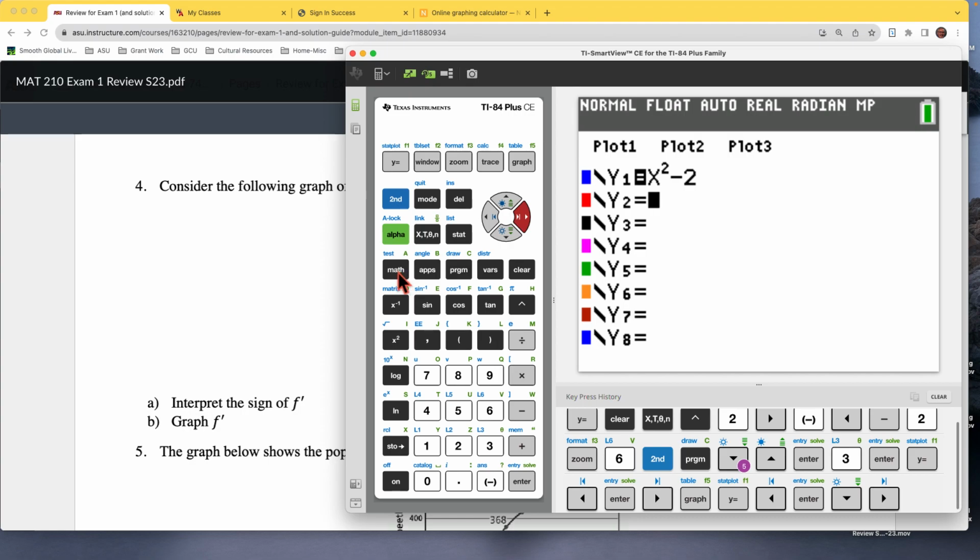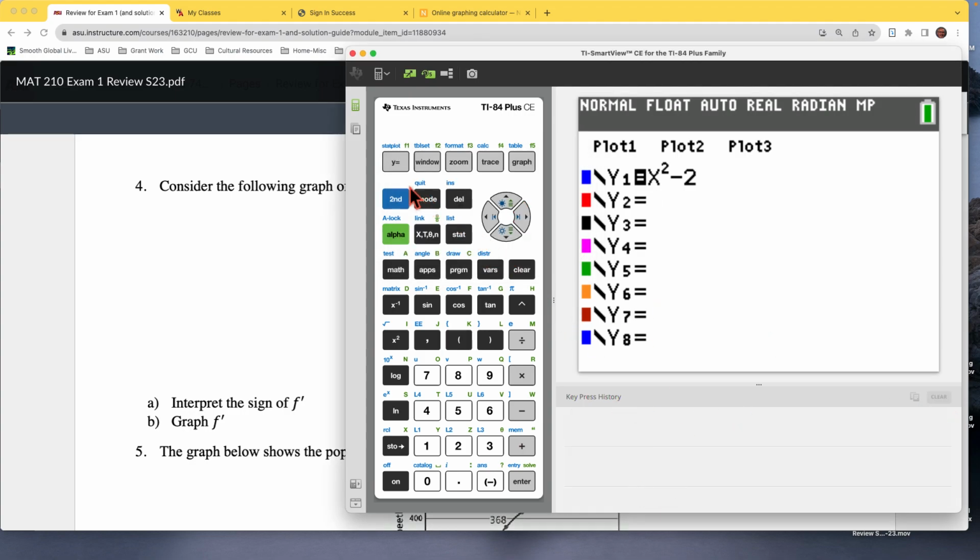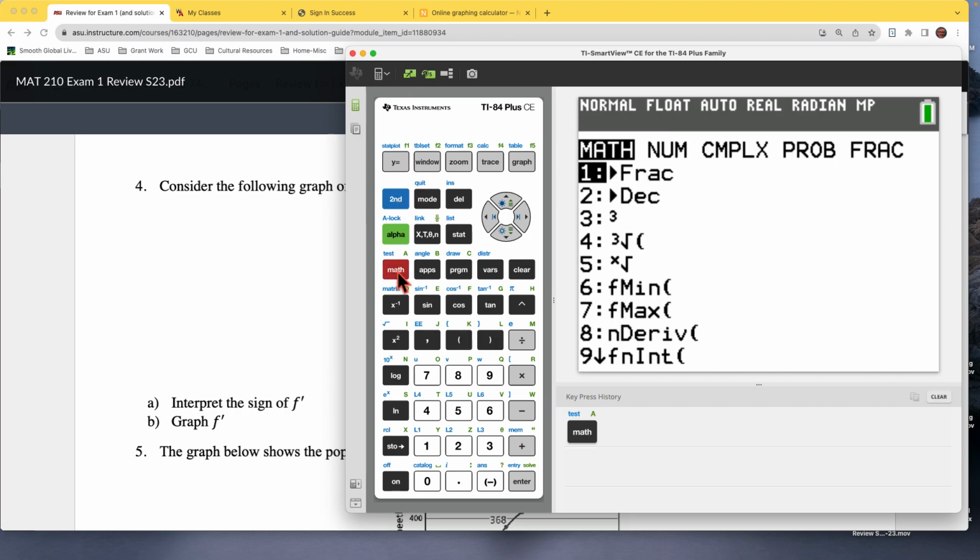Now the way we do that is there's this math key. Let me clear this stuff so that you'll be able to see my key press. I'm going to go to the math key, and in the math key there's number 8, nDeriv, which is the derivative. It will actually find the derivative for us. Now it doesn't do it with an algebraic system, so it's not going to algebraically tell us what it is. That's what a CAS calculator would do. That's why they don't let you use those on the test.